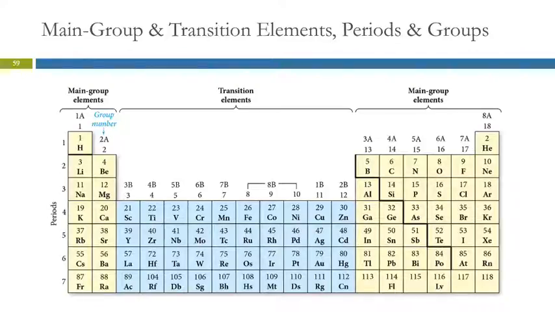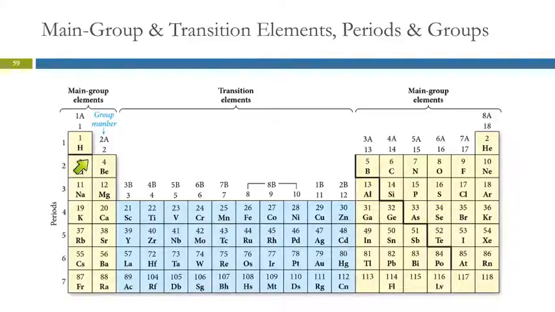Main group elements have more predictable properties. The transition elements tend to be less predictable. The transition elements are a transition between this side of the periodic table and that side. And we have groups and periods. So the periods are rows and they're numbered. So this is row 1. It's just hydrogen and helium. And here's row 2, 3, 4. So there's 7 periods.